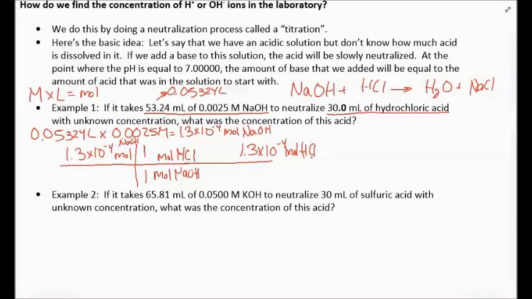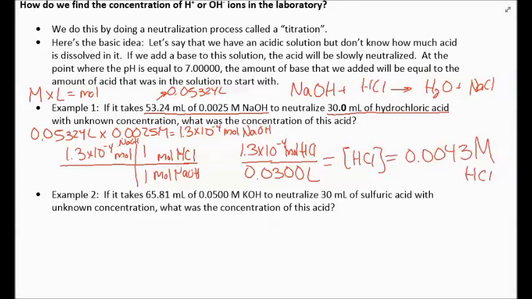So I'm going to take that value and divide it by the volume of my hydrochloric acid. I was told I had 30 milliliters, so I have to convert that to liters, of course. That's my mistake. So 0.0300 liters. That will give me my concentration of HCl. So I'm going to end up with a concentration of 0.0043 molar HCl.